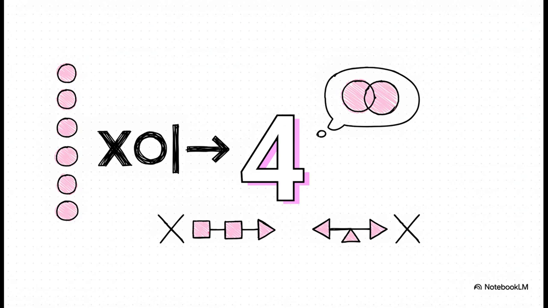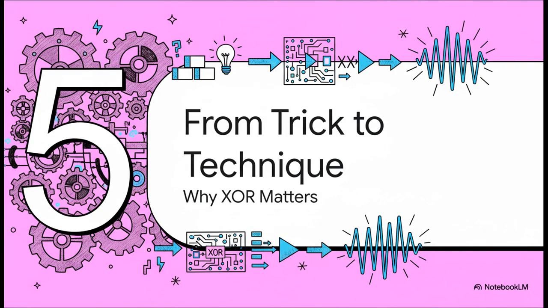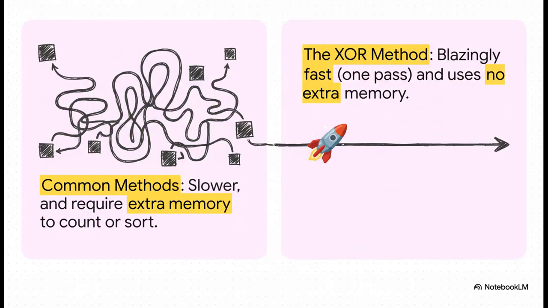How cool is that? This might still seem like just another clever puzzle, but this is exactly where the magic trick transforms into a seriously powerful professional technique. And here's why this really matters in the real world. Most other ways you might solve this are actually pretty inefficient. You'd probably need to use extra memory to keep account of each number. Or you'd have to sort the list first, which is slow.